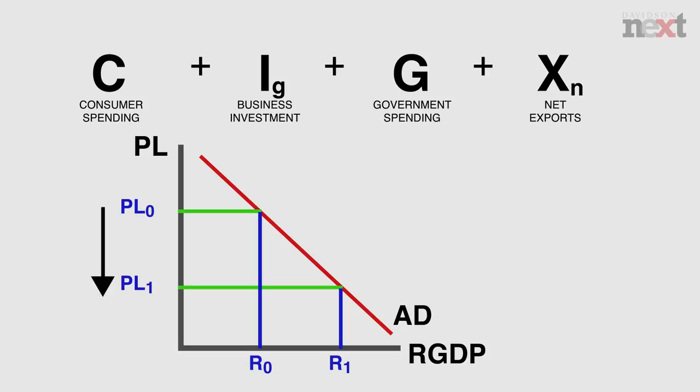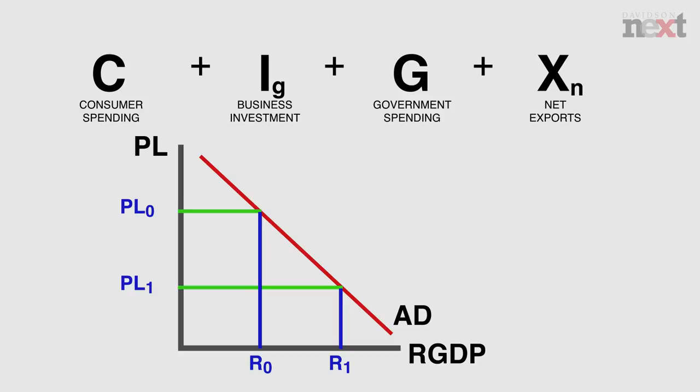The second reason for this inverse relationship is the foreign purchases or international trade effect. When the price level falls, say, from PL sub 0 to PL sub 1, our goods and services will look cheaper to foreigners, and therefore they want to purchase more of them, an increase in aggregate demand from R sub 0 to R sub 1.